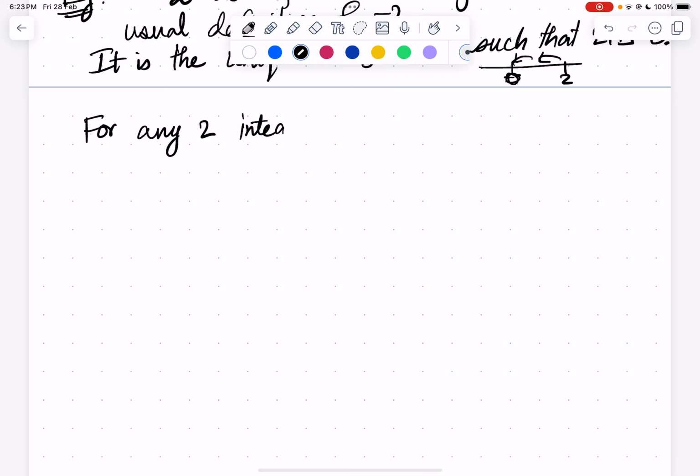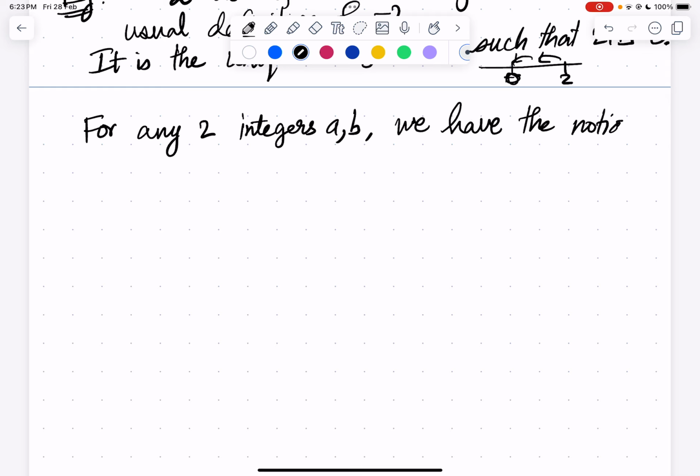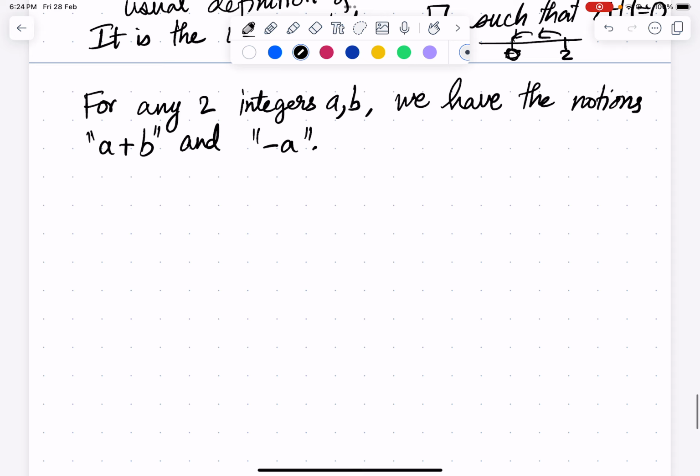For any two integers a, b, we have the notions a plus b and minus a. We have the notion of adding two integers and we have the notion of taking minus of an integer. So we can ask, what are the properties of these operations?